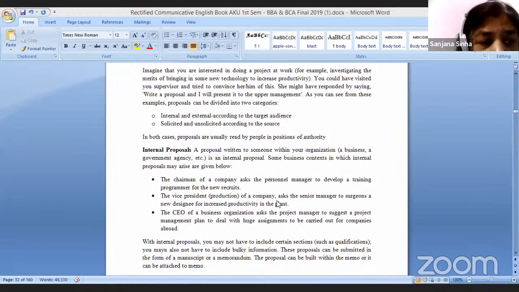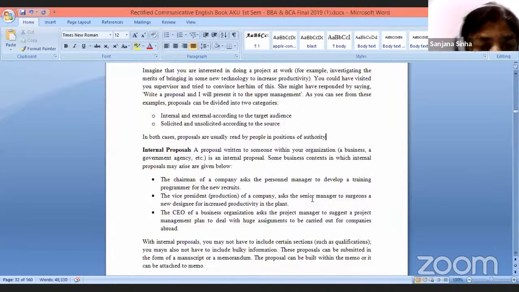As I said, we already discussed internal proposals. An internal proposal is a proposal written to someone within your organization, a business, a government agency, etc. Some business contexts in which internal proposals may arise are given below. So what are the examples of internal proposals?